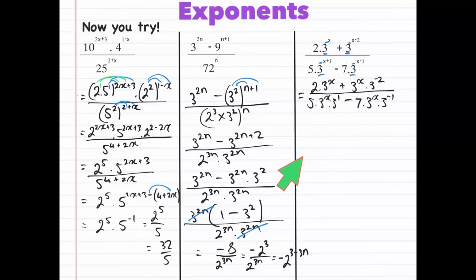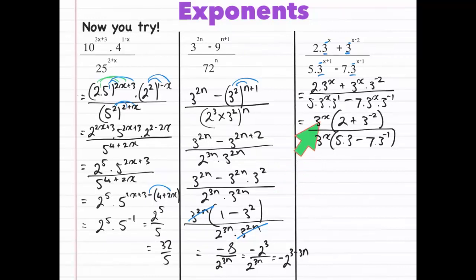So let's take out the common factor here, which will be a 3 to the power of x, and then we have a 2 plus 3 to the power of negative 2 divided by, and at the bottom we have also a 3 to the power of x, and then what remains? A 5 times a 3 minus a 7 times a 3 to the power of negative 1. Okay, great. So far so good. You understand how the common factor works? I hope you can remember that.